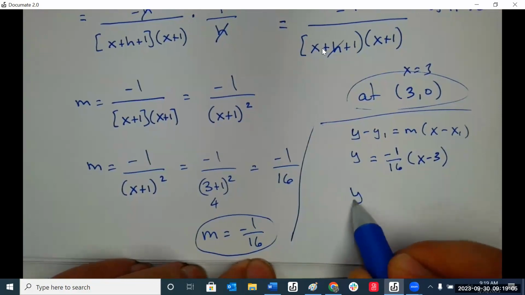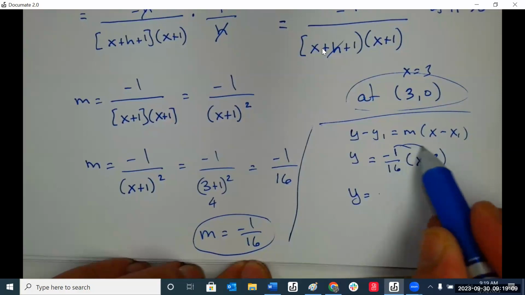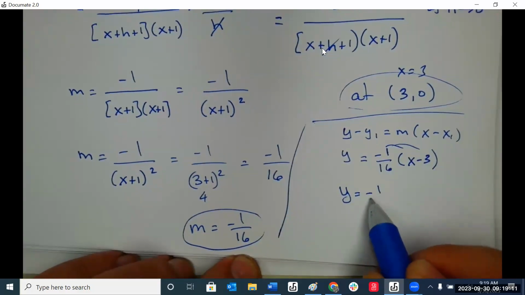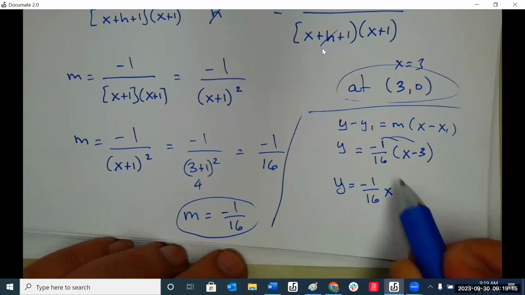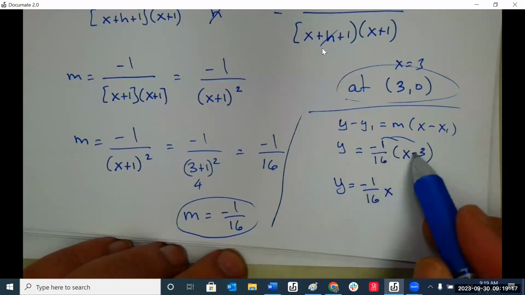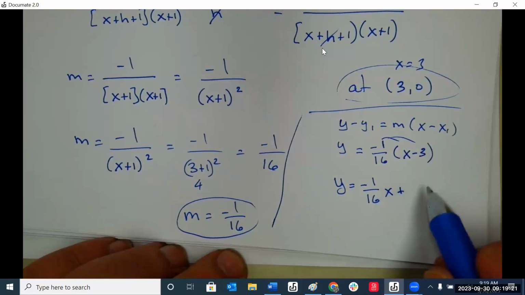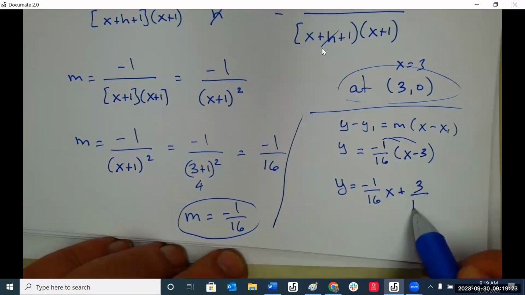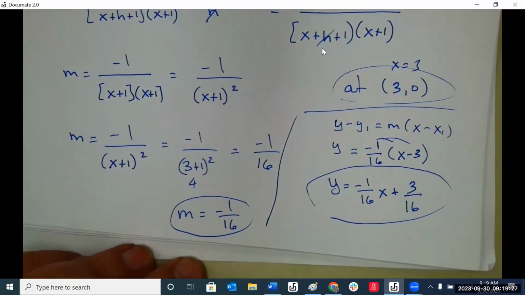So the equation of our line tangent to the curve, distribute that over, is negative 1 over 16 x. Negative times negative is a positive. 3 times 1 over 16 is 3 over 16. That's the equation of our line tangent to the curve at 3, 0.